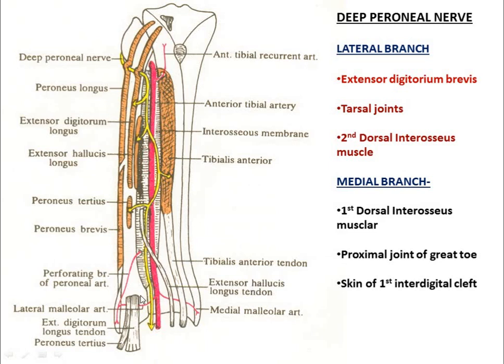When it goes to the foot, this deep peroneal nerve ultimately divides into two branches, a lateral branch and a medial branch. And through these lateral and medial branches, this supplies the tarsal joints and the first and the second dorsal interossei muscles.